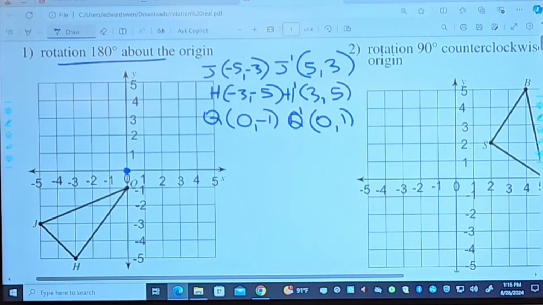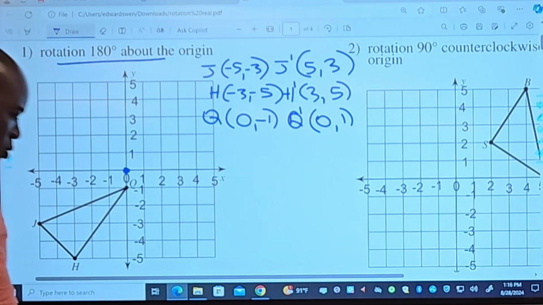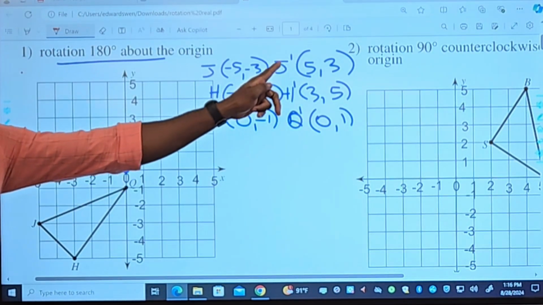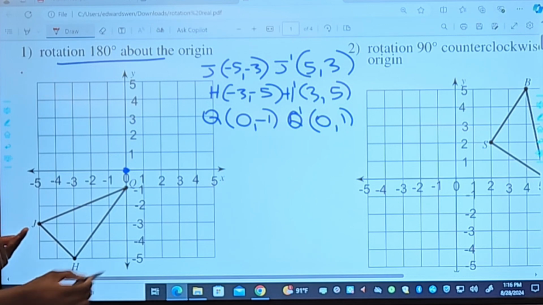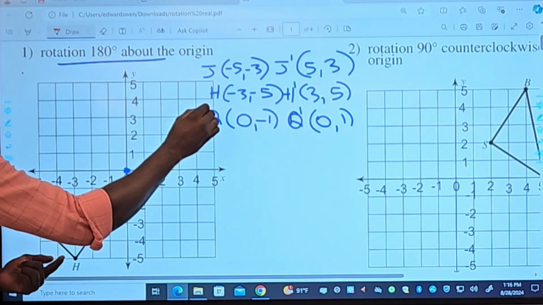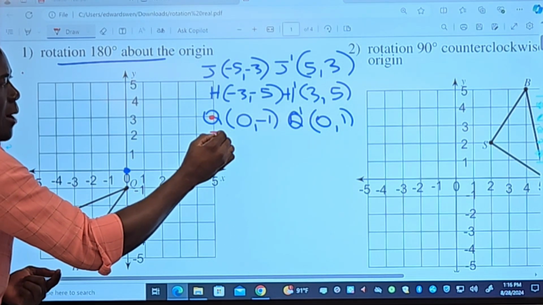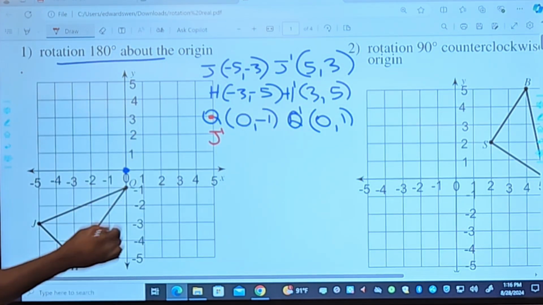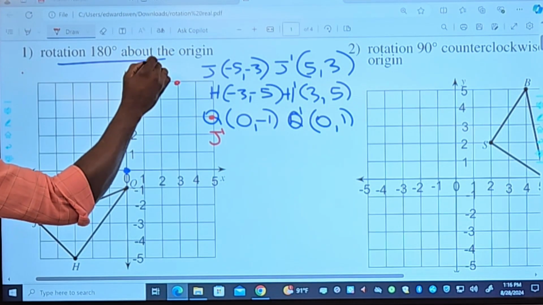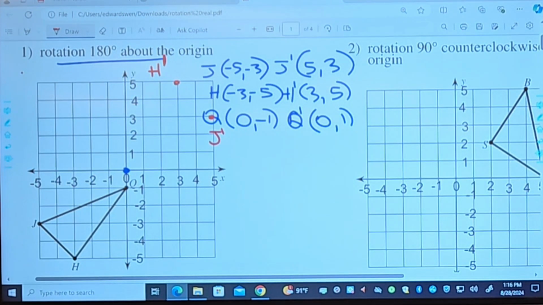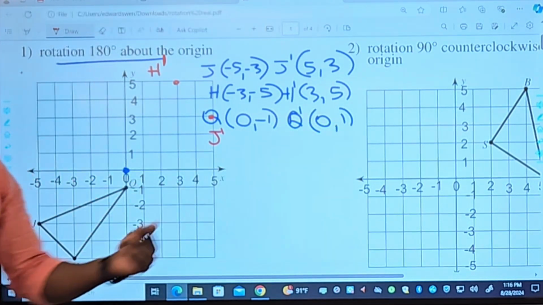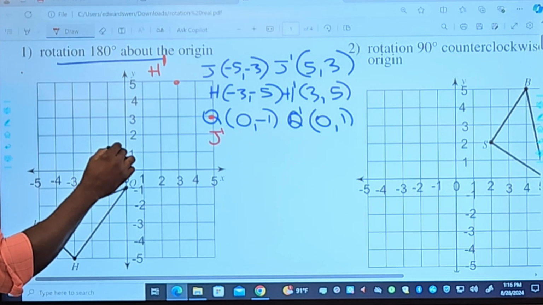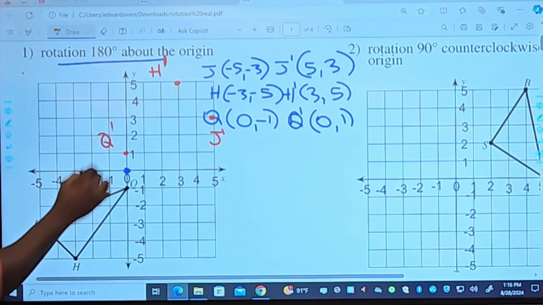We're going to now plot these coordinates, and then we'll see what's going on. Let's now plot the points. We're going to plot (5, 3), and that's J prime. 5 with 3 is right here. So that's my J prime right here. Then H prime, 3 with 5. 3 with 5 is right here. That's my H prime. Lastly, 0 with 1. (0, 1) is right here, and that is Q prime.